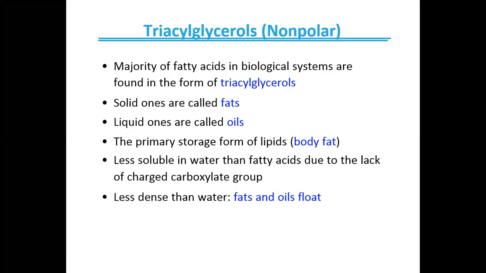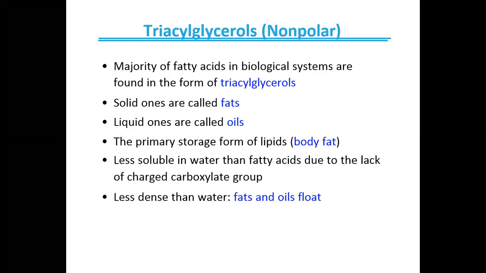One is in the solid form, to some extent the semi-solid form, and the second one is the liquid form. The semi-solid or solid forms are known as the fats. The liquid ones are called the oils. These are the primary storage form of the lipids, mostly known as the body fat.